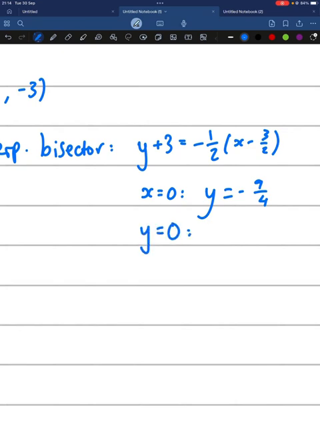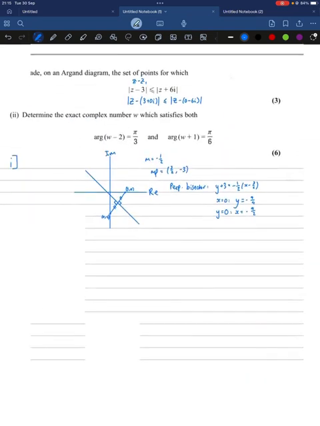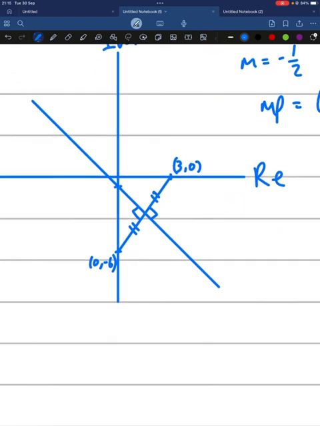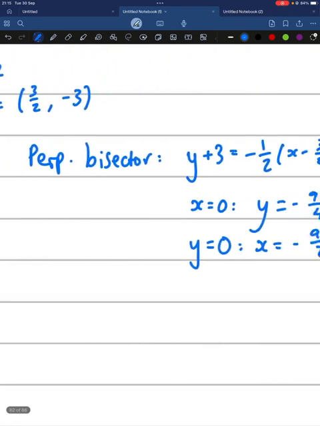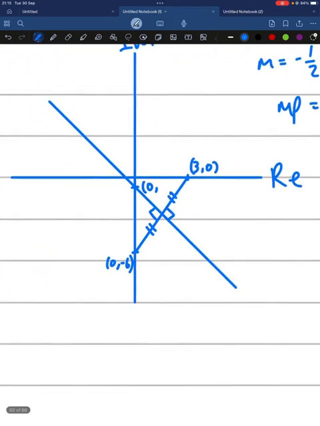And then when y equals 0, that's going to give us the x-intercept. We're going to get x is minus 9 over 2. So if we label these, this point is 0, minus 9 over 4, and this point is minus 9 over 2, 0.